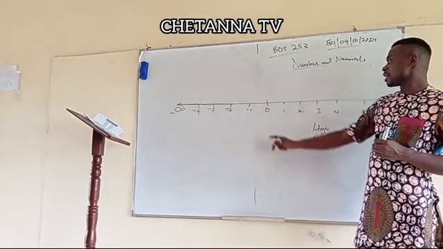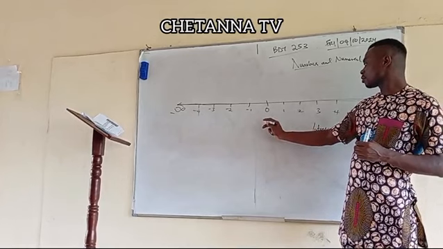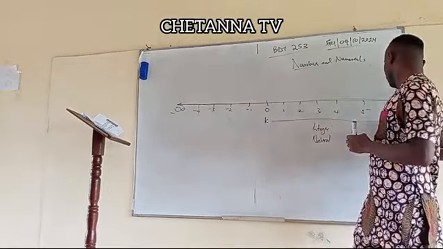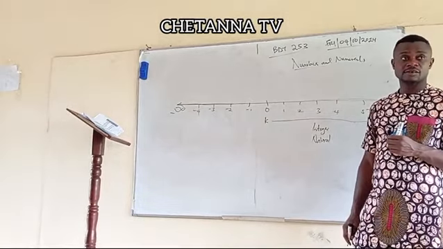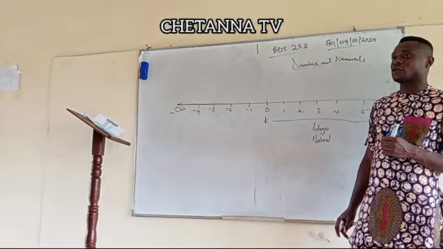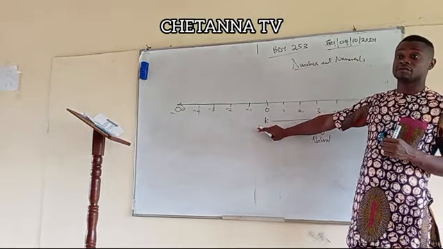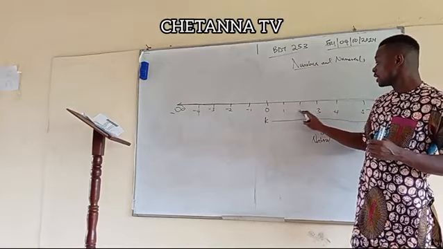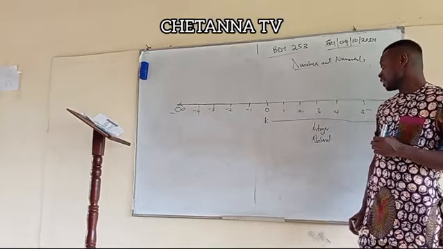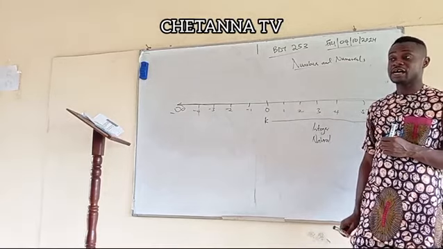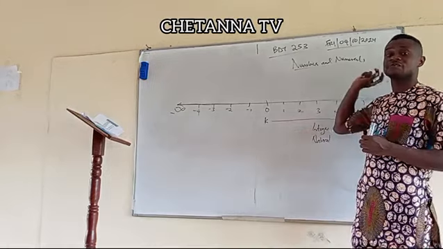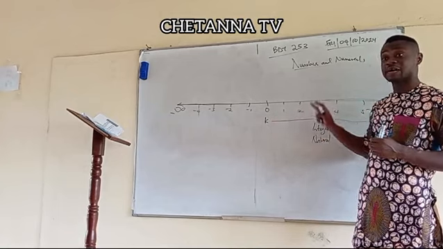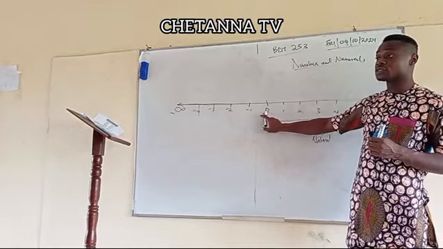Natural numbers start from here, from 0 to positive infinity. Okay? So natural numbers comprise the positive integers and 0, from 0 to positive infinity. All the numbers 1, 2, 3, all the integers that are positive, are natural numbers, including 0.